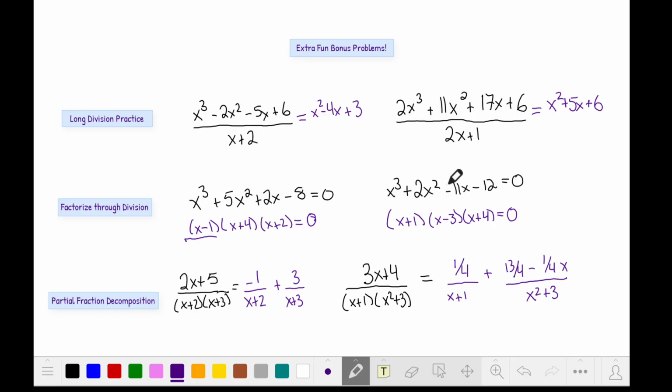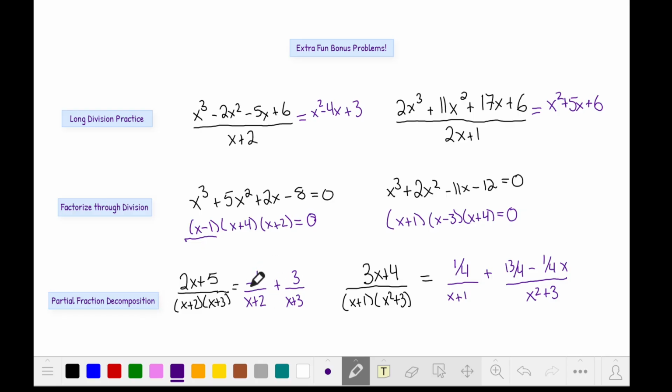For the second factorization through division, very similar. Try out easy values of x to plug into the formula. You'll end up finding one fairly quickly. And then once you have an answer that gives you 0 equals 0, you know what one of the factors is, then you take the original, divide by that known factor, and you'll get something that you can factorize on your own. So factorizing through division, remember you guess one to give yourselves a factor, and then it's just long division, like up above. And then finally, for partial fraction decomposition, the first one's fairly straightforward.